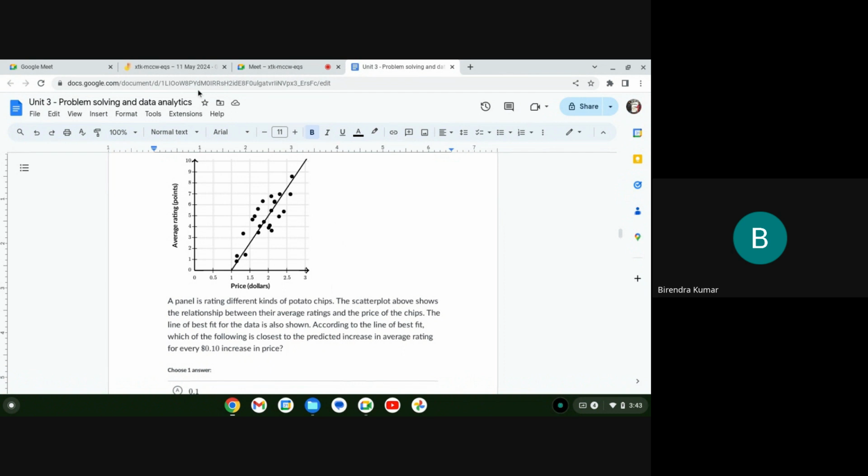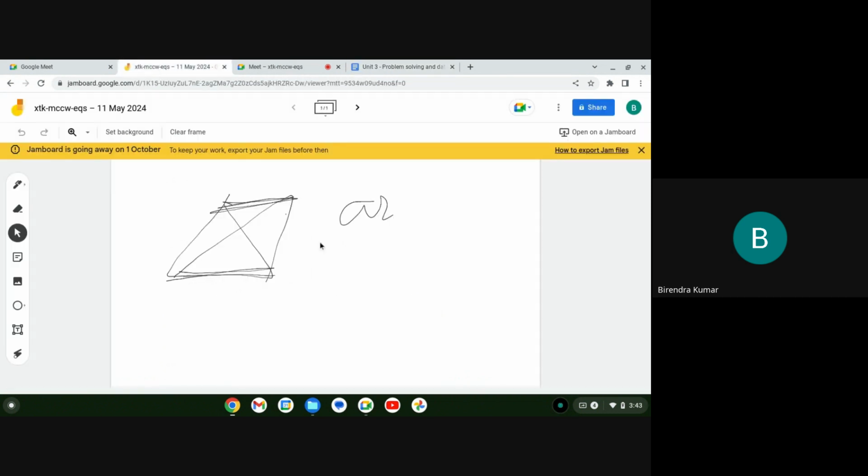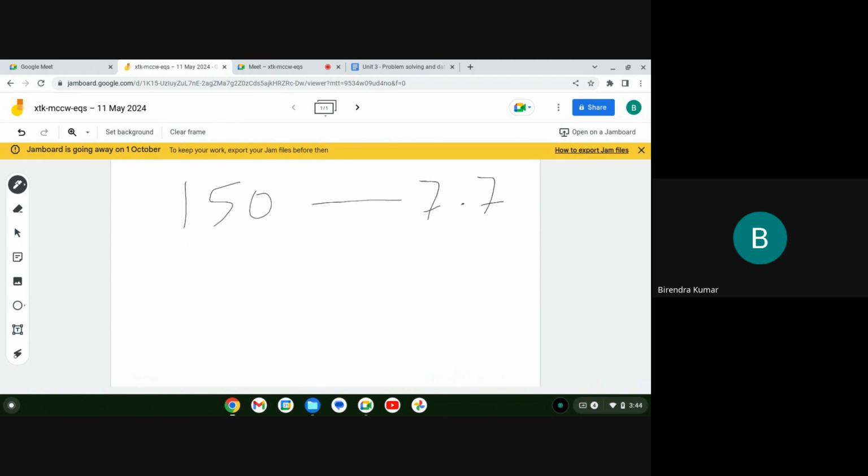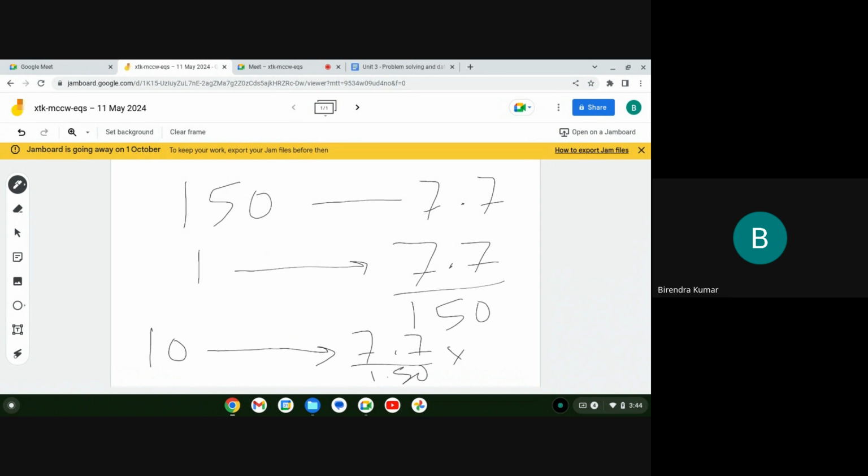So this is like this. Can you see my white screen? Yeah. So a 150-cent increase in price led to a change in rating by 7.7. So 1 cent will lead to a change in rating points of 7.7 by 150. Here the question is how much $0.1, meaning 10 cents, will lead to a change in rating points. So it will be 7.7 divided by 150 into 10.